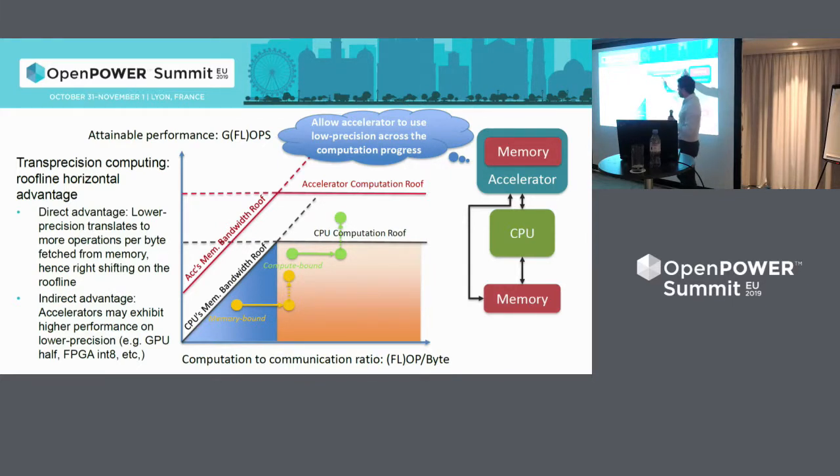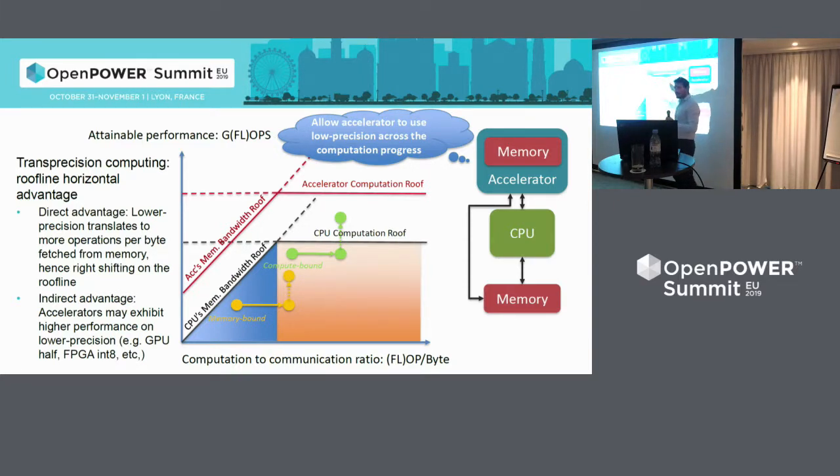Okay, so the direct advantage of transprecision is that we can shift to the right on the roofline, because we have to do the same operations by fetching less data from the memory. This is the case of the POSIT that we've seen before. Using POSITs, you can fetch less data from the memory.